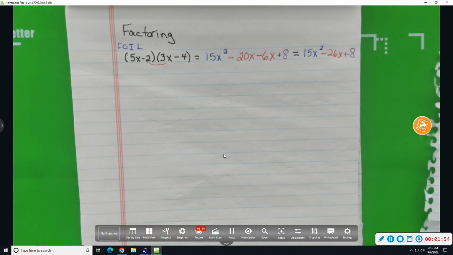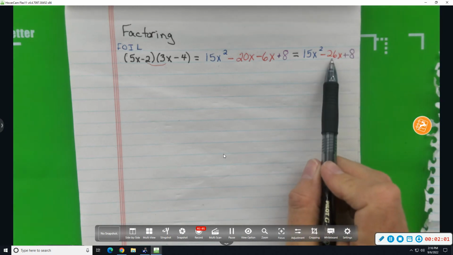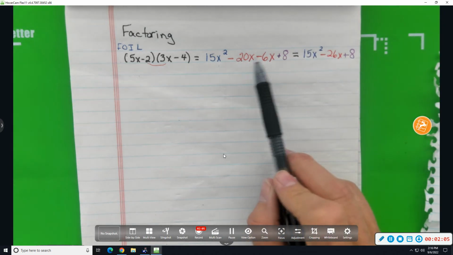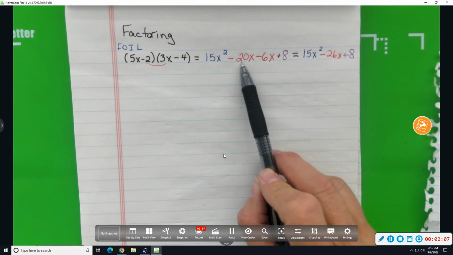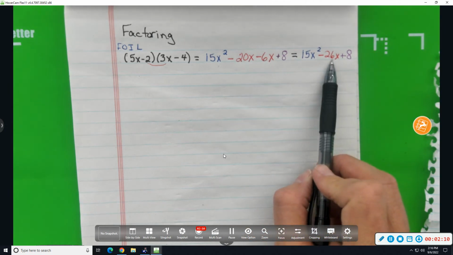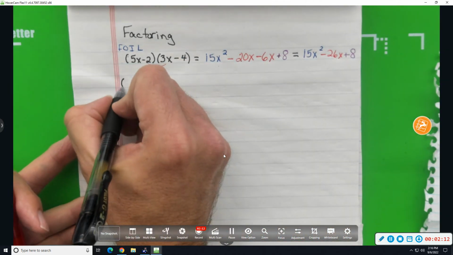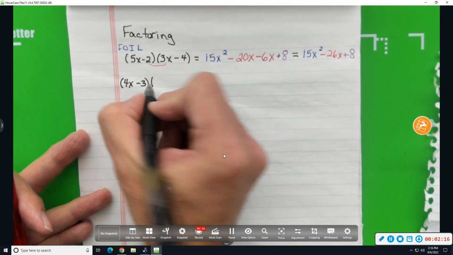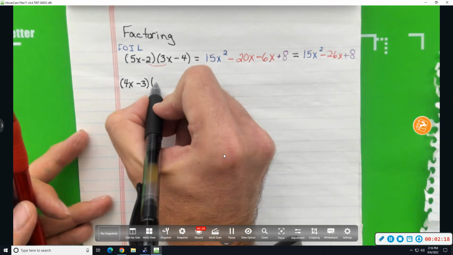So not anything new. I just want this to be in our head because I'm going to try to justify something. You'll notice that the middle term we got by combining the outer and the inner term. We do the same thing here on this one: 4x minus 3 times 2x plus 7.